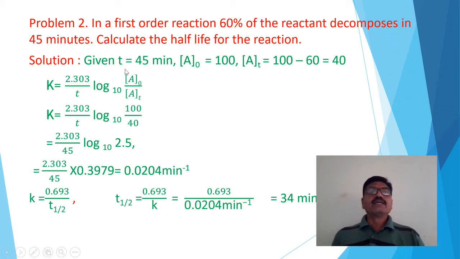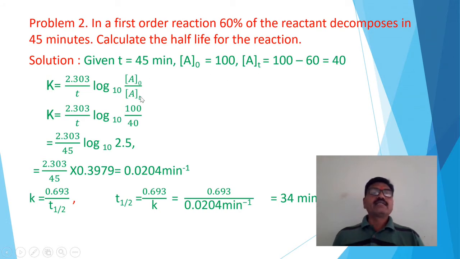See here what is given. t is given as 45 minutes, and this much amount of the reactant decomposes. So let us consider the initial concentration as 100, A0 is equal to 100. This much decomposed, therefore 100 minus 60 is equal to 40. See how to solve such numericals. Consider the initial concentration 100, then this much decomposed, as this is an example of a decomposition reaction. So 100 minus 60, what is remaining? This much.